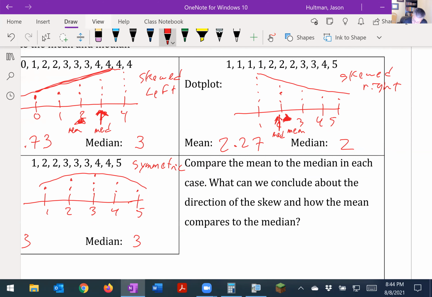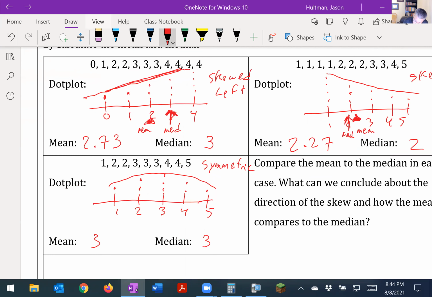Okay, what if it's symmetric? Well, they're the same thing. The mean, which is the little fulcrum here, the balancing point, and the median are the same number. So mean and median are the same number when it's symmetric.